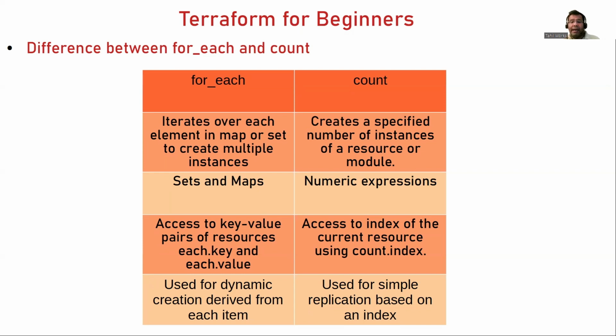and for the database you want any other instance type, that's where you can make use of for_each. And the use case for count is simple replication based on index, as I mentioned, where we want an instance type of T2 micro and we want 3 instances to be created. For that, you can use count. So these are the few differences between for_each and count. And now we will be heading to our demo session in a bit. So let's get to the demo session.